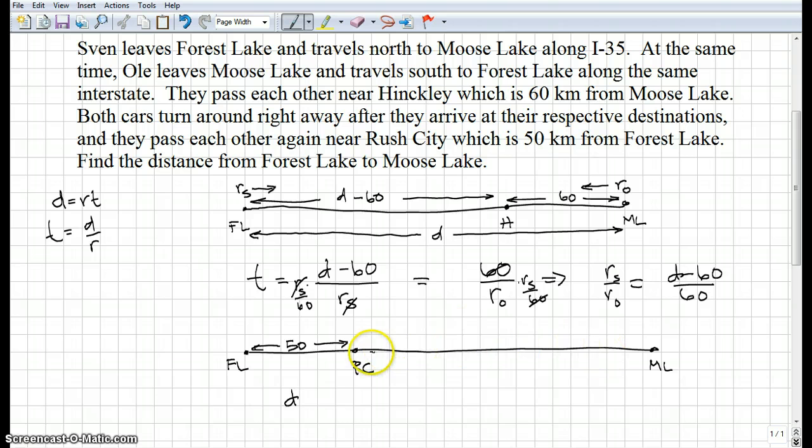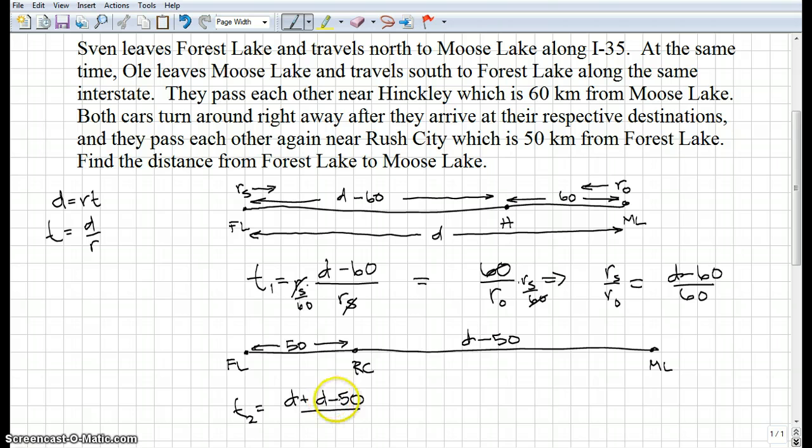Then he's come all the way back to Rush City, so he's gone this distance, which is D minus 50. Okay? So he has gone D plus D minus 50. And again, they're meeting at the same place at the same time, so their times are equal. So let's do the same thing we did up here. Let's get the expression for time, the time that they meet. Now these are different times because this is when they first meet, this is when they meet the second time.